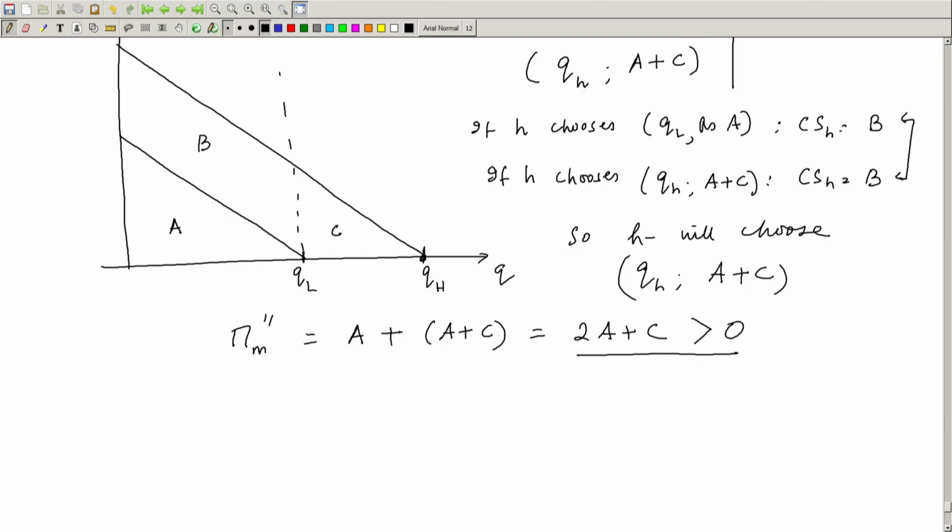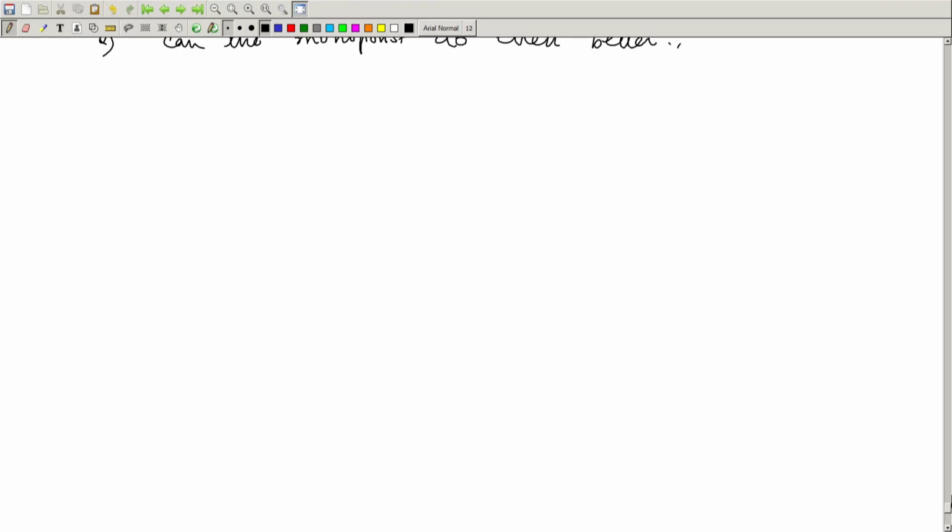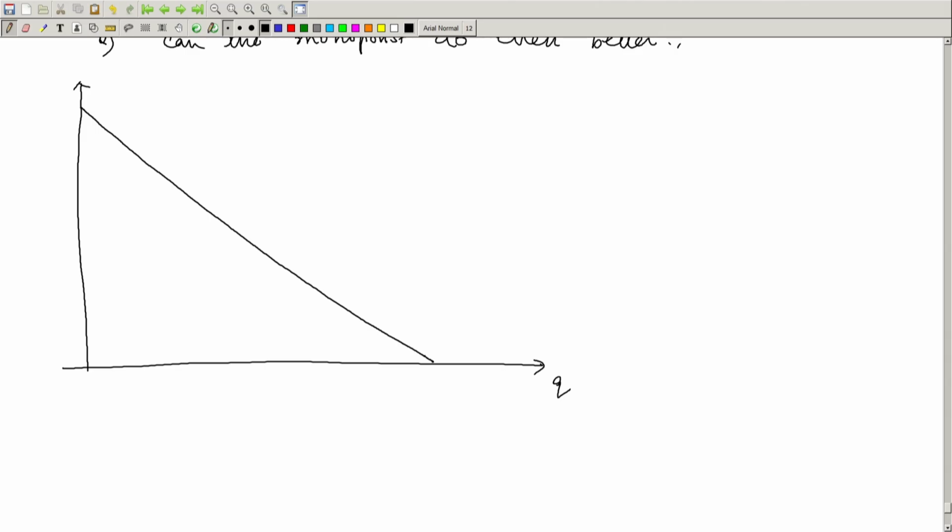The question is, can the monopolist do better? So, this was option 1, which is better than what I had earlier. Can the monopolist do even better? And the short answer is yes, and let us see how the monopolist can do even better. So, I will still get the H type demand curve here, the L type demand curve.